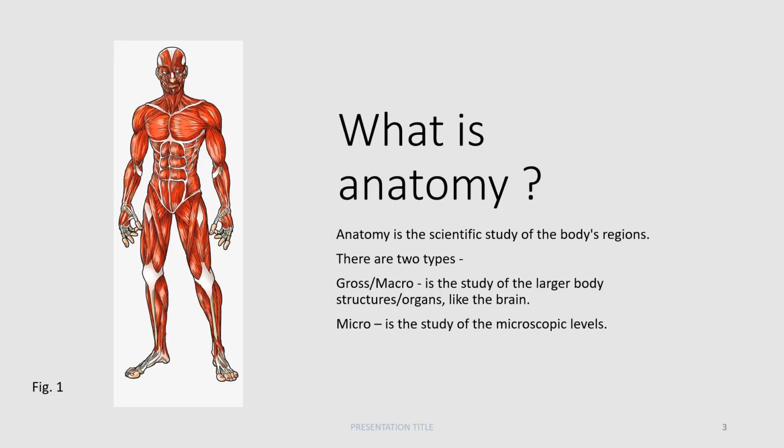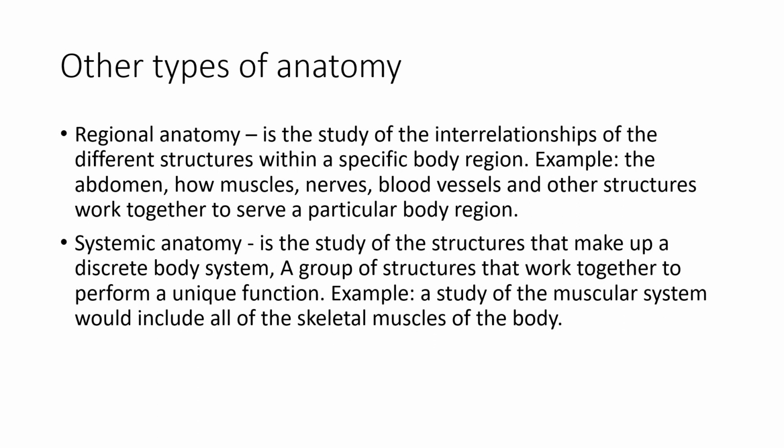All right, so first off, what is anatomy? Anatomy is the study of the body's regions. There's two types. There's gross or macro, which is a study of the larger body structures, like your organs, such as your brain. Then you've got micro, which is going to be on a microscopic level. Then you've got regional anatomy, which is going to be studying, for an example, the abdomen, how all the muscles, the nerves, and the blood vessels and the structures work together to serve that particular region.